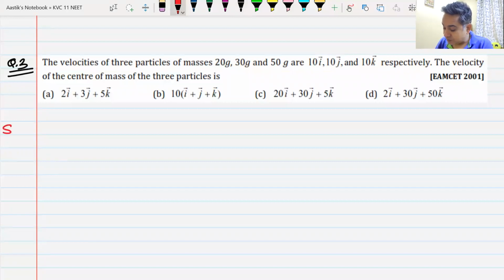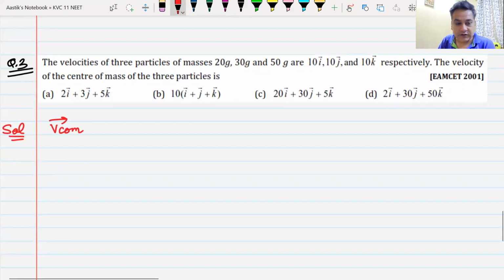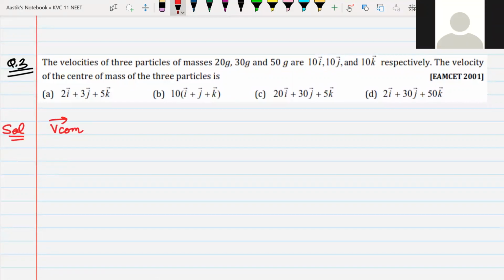So how are you supposed to do this? You have to find the velocity of center of mass. I apply the velocity formula. What is the formula of velocity of center of mass? M1 V1, M2 V2, M3 V3, divided by M1 plus M2 plus M3.